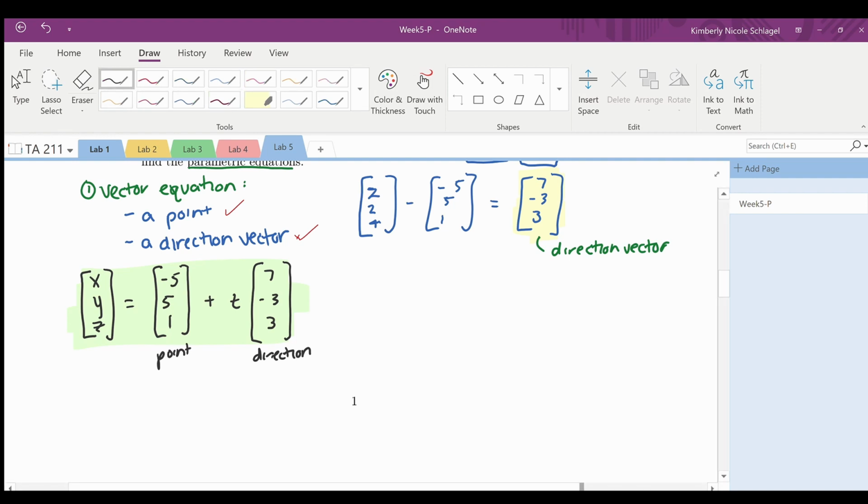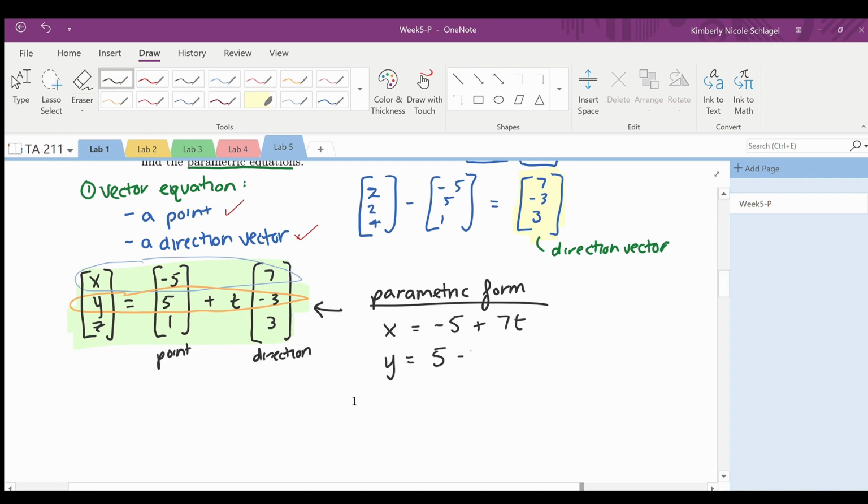And the next thing that we have to do is find our parametric form. The parametric form, if you remember, is just extracting these equations from our vector form. So we're just writing it in equation form, essentially. So we can write x equals -5 plus 7t, and we get that just from looking at here. And then our next one, we're going to do our y. So y equals 5 minus 3t.